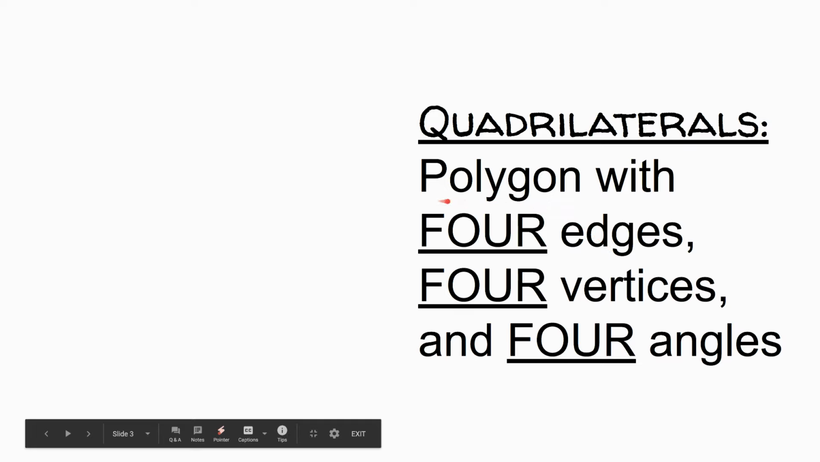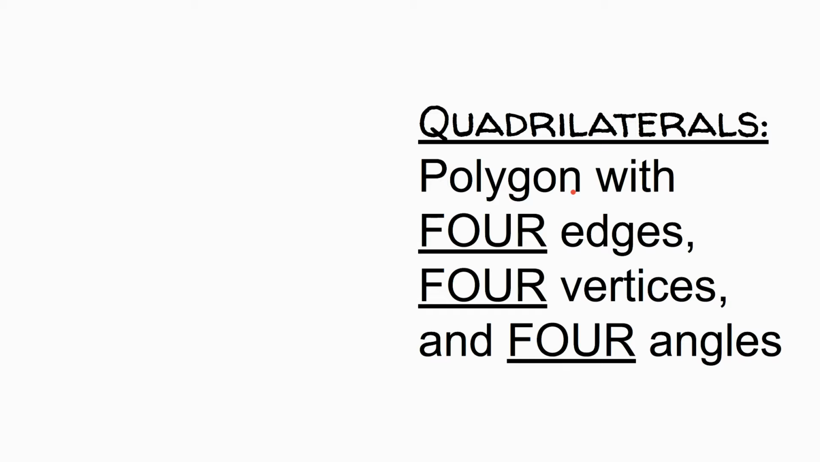Polygon is going to be a word that you're going to hear throughout the week. Basically it means it has multiple sides. For example, a circle is not a polygon. Squares, rectangles, and triangles are polygons because they have multiple sides. Four edges means four sides, four vertices are the corners, and then the four angles.